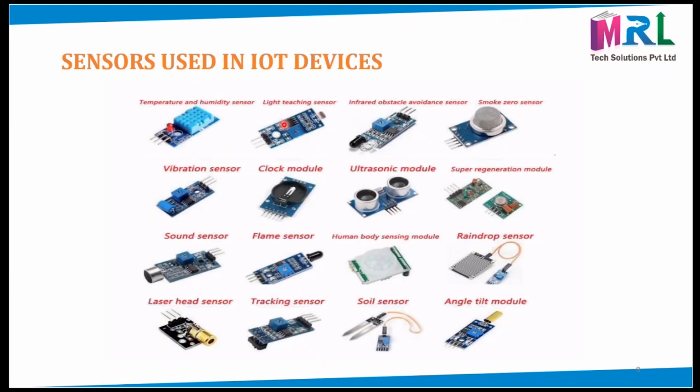Here I show some sample sensors used. So first one is temperature and humidity sensor, and second one is light detecting sensor, infrared sensor, and smoke detecting sensors, vibration sensor, clock sensor, ultrasonics, etc. So all these sensors are used to collect the data about the environment. Let's take an example of temperature and humidity sensor, which is used to collect temperature and humidity of a room. That data will be sent to a processor or a microcontroller.